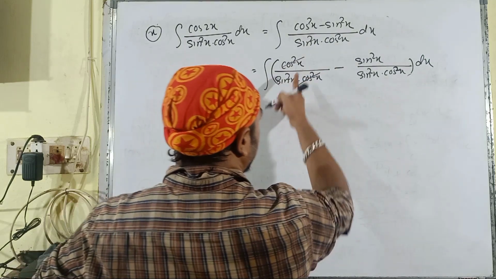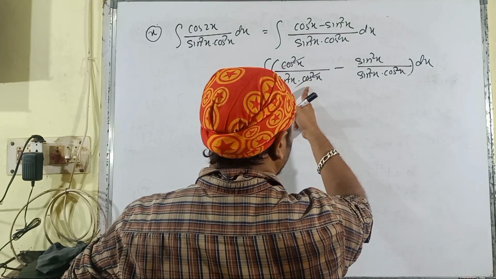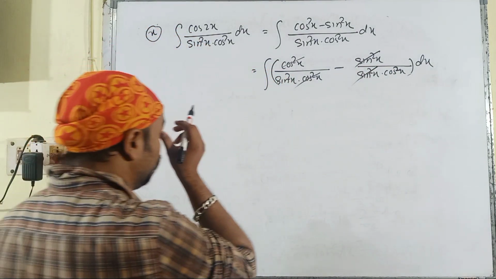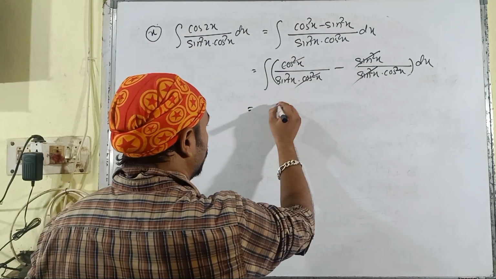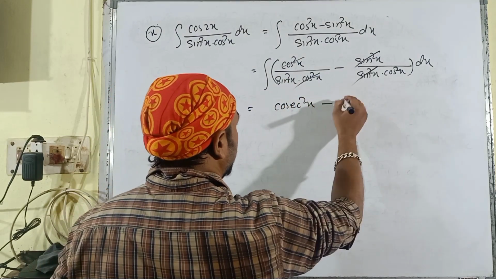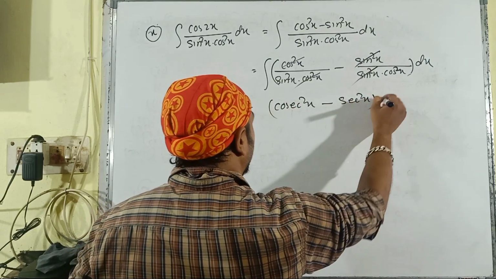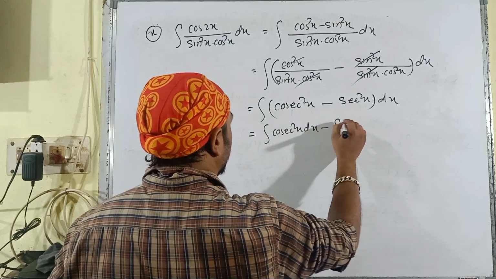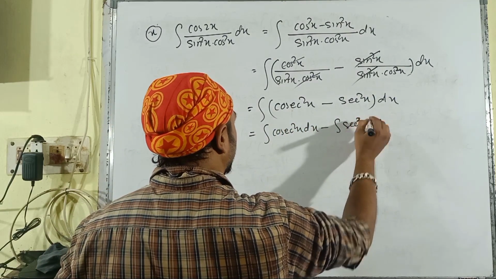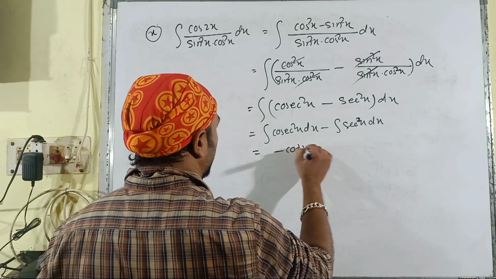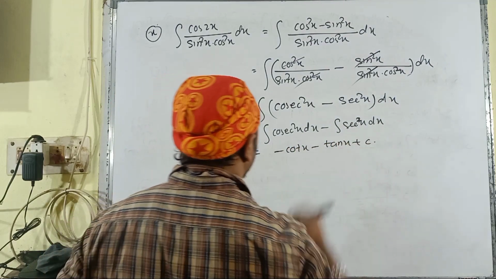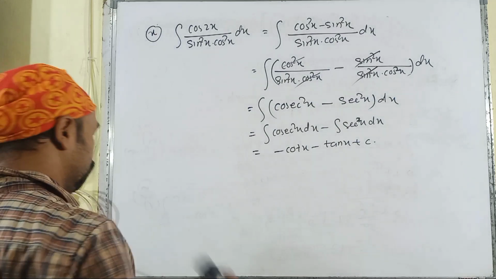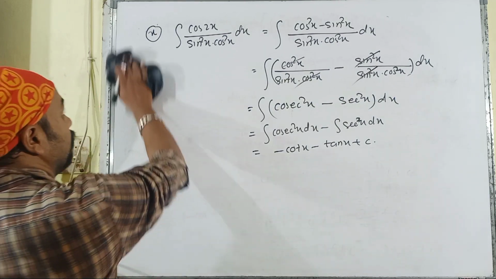Cancelling the common parts here, cos²x in the first part, and in the second part cancelling sin²x and sin²x, from both the numerator as well as denominator. 1 upon sin²x is cosec²x, minus sec²x. Then applying the algebra of integration here, integral of cosec²x dx minus integral of sec²x dx. It is minus cot x minus tan x plus any constant c, and this is the answer for the 10th bit of second number. Then moving to the 11th bit of number 2.